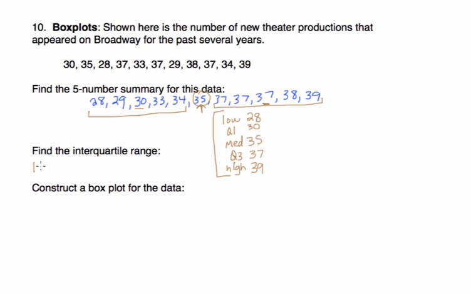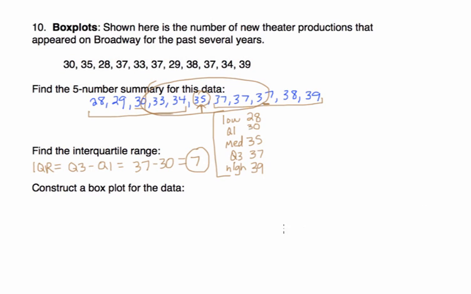Interquartile range. You'll find this on your sheet under IQR. It will tell you that the formula for interquartile range, or IQR, is Q3 minus Q1. What's the range that takes up the middle half of your data? So we're looking for this middle part. What's the range of values there? So our Q3 was 37 minus 30 is 7. Our interquartile range is 7.